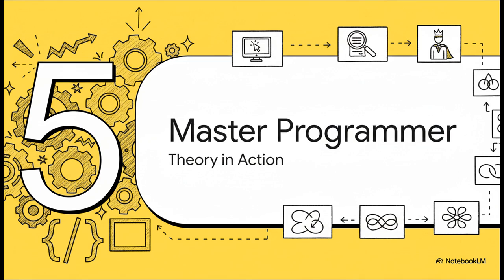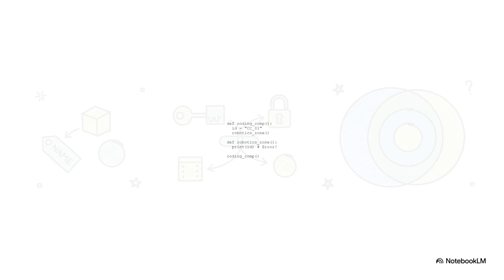Let's see exactly how. Take a look at this Python code. Seems simple enough, right? We've got a function for a coding competition, and inside it, we create a variable participant ID. Then from that function, we call another one, robotics zone, and inside that function, we try to print the ID. So what happens? If you guessed error, you're right. The code breaks. The question is, why?